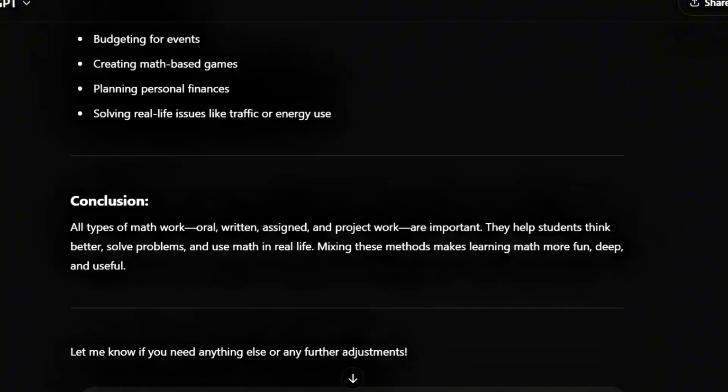Conclusion: all types of math work, oral, written, assigned, and project work, are important. They help students think better, solve problems, and use math in real life. Mixing these methods makes learning math more fun, deep, and useful.